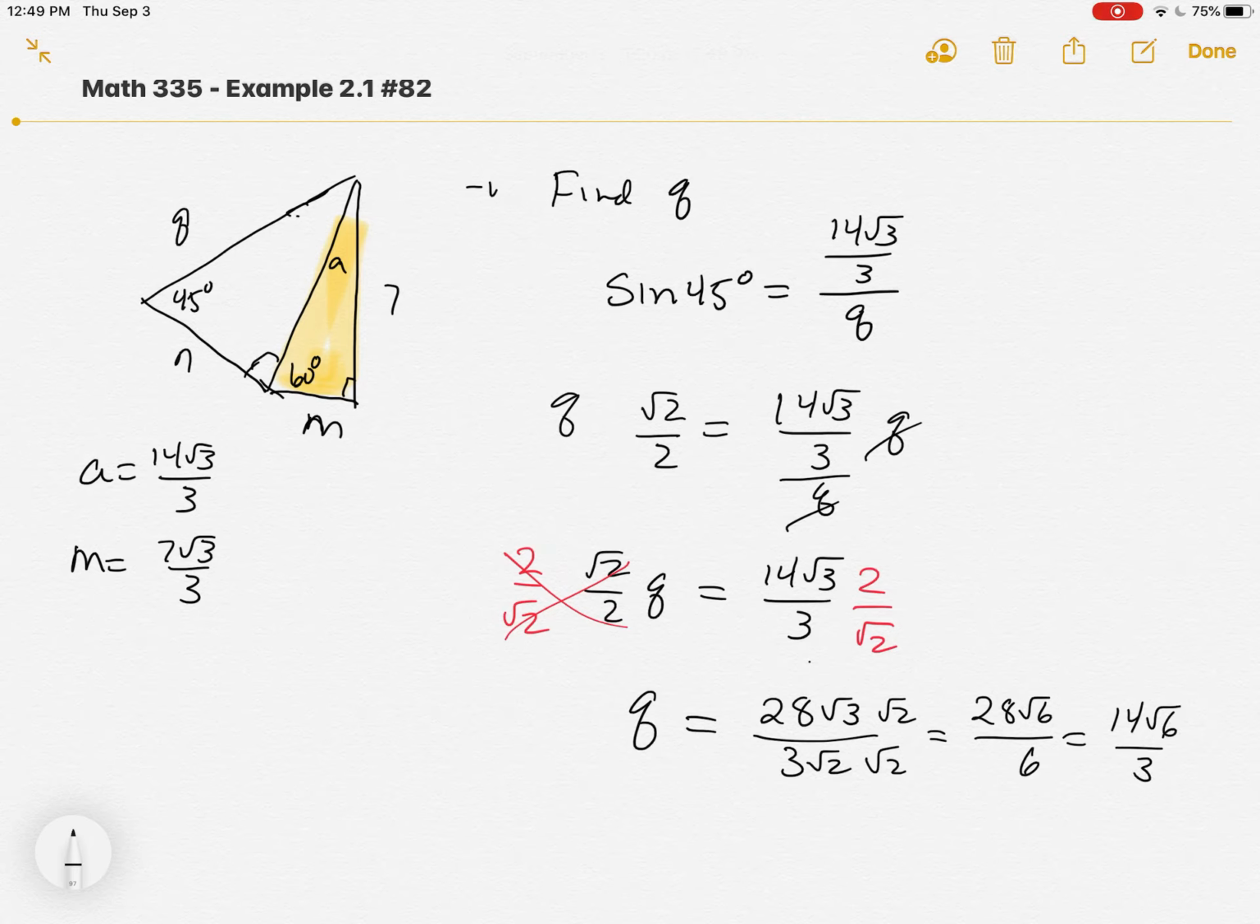So now we know our Q is 14 root 6 over 3. So a little bit of effort here, but they just want you to realize the power of knowing the trig functions, especially if you have a right triangle.